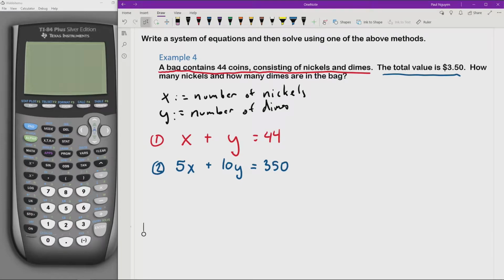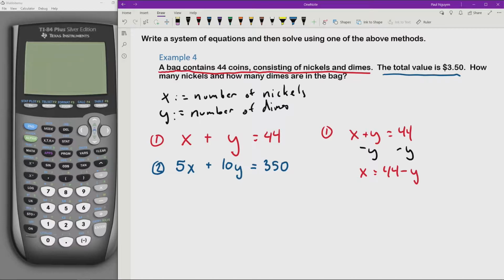Now I'll solve example 4 using substitution. In substitution, first I want to solve one of the equations for one of the variables. So I'll use equation 1. Here, equation 1 is x plus y equals 44. If I subtract y from both sides, I get x equals 44 minus y.